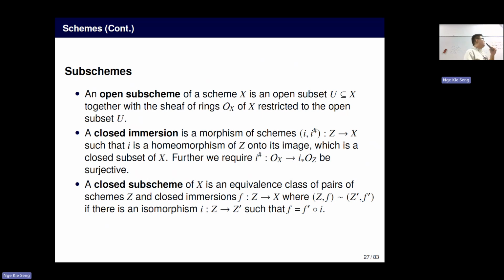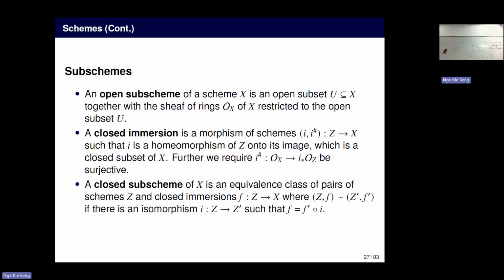Okay, and for some topics that will be helpful for later, an open subscheme of a scheme is straightforward. It's basically just an open subset of a scheme. You basically just restrict the sheaf to the open subset. A closed subscheme is not as easy to define because we need something first.